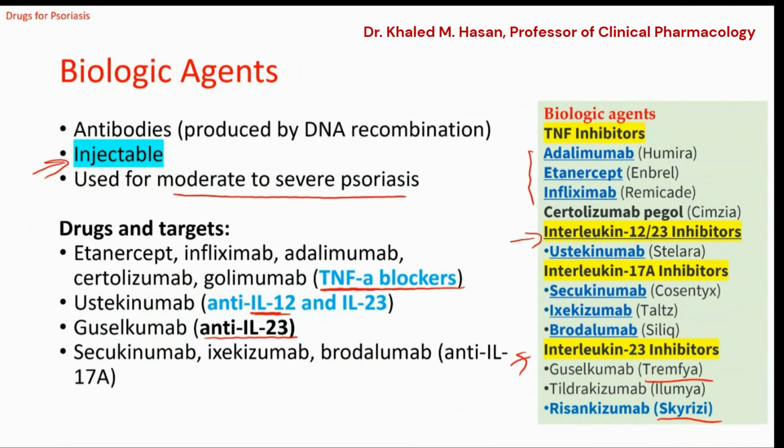Okay. So this one is important for us, 17A, interleukin 17, secukinumab, this medication here. And I'm looking at the medication Cosentyx. So we need to remember this medication. All these medications are important on the list. Do you think Humira is one of the most important medications in practice? The name is very popular. So a biological agent could be used for moderate to severe.